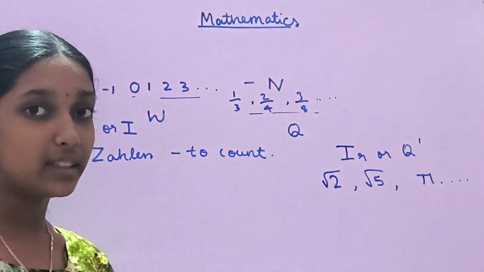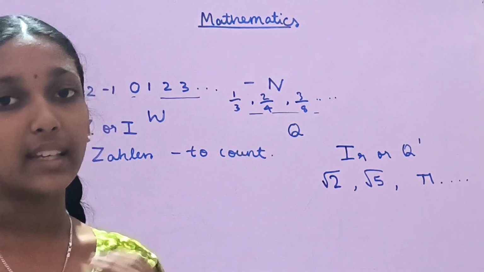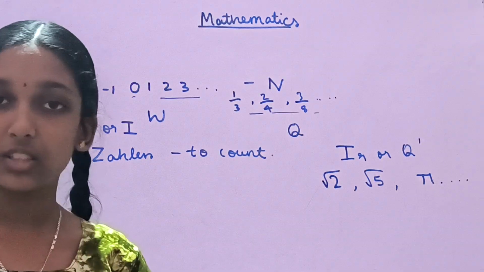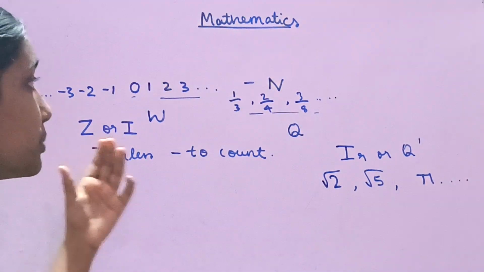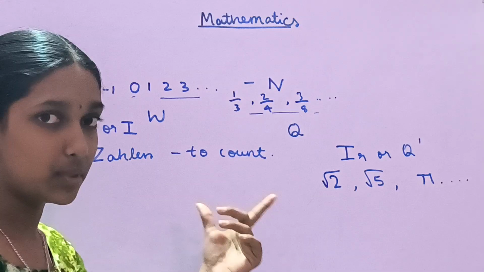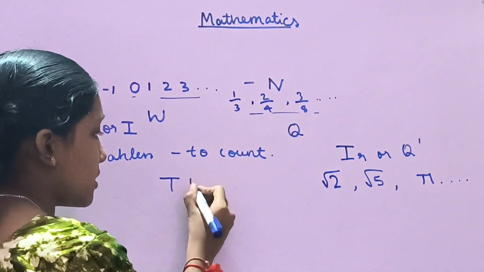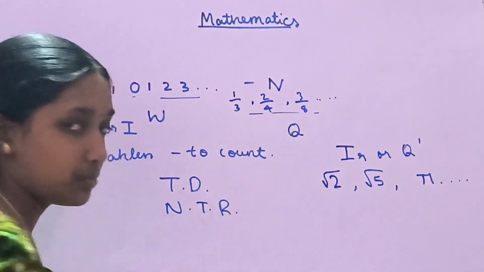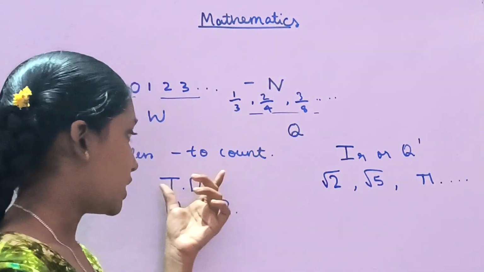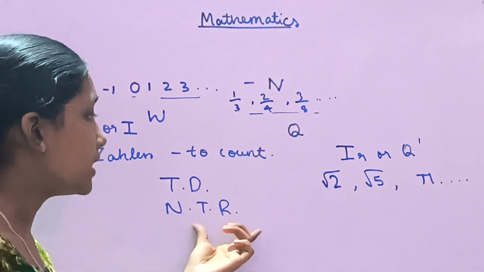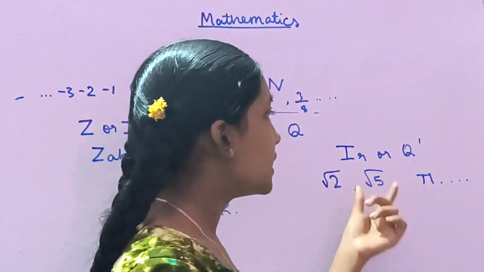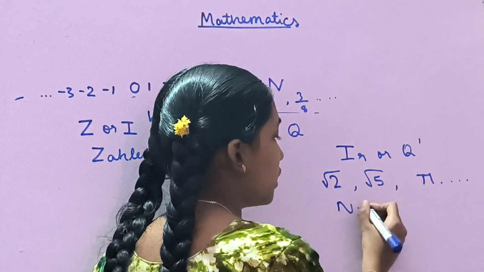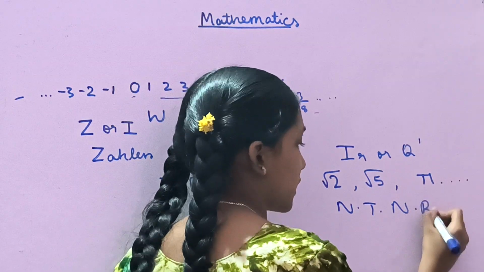A number can either be a rational number or an irrational number. No number exists which is both rational and irrational. The decimal expansion of a rational number is a terminating decimal or a non-terminating recurring decimal. The decimal expansion of an irrational number is always non-terminating, non-recurring.